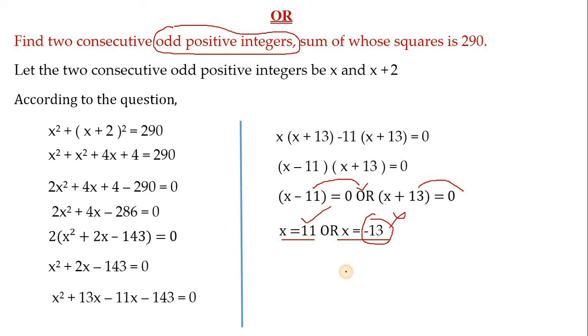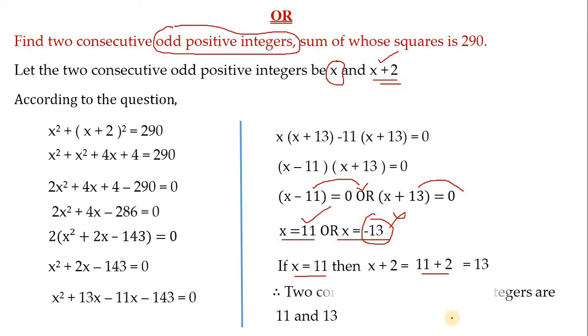Now take the x value as 11. If x is equal to 11, it means the first number is 11, then what could be the next number? For 11 add 2. So x plus 2, 11 plus 2, so we'll get 30. Therefore the two consecutive odd positive integers are 11 and 30.